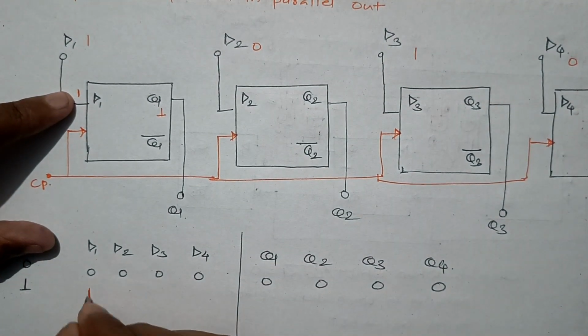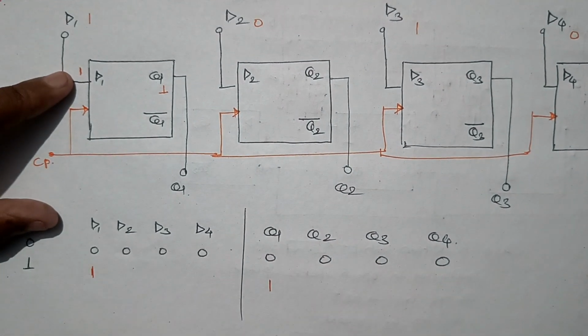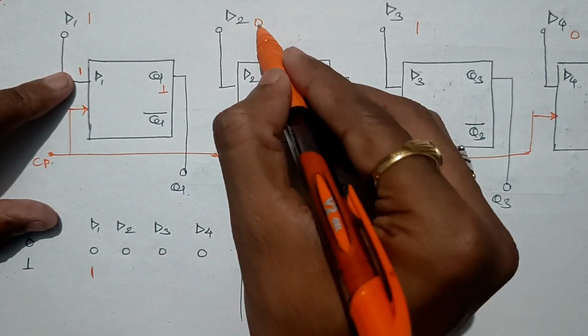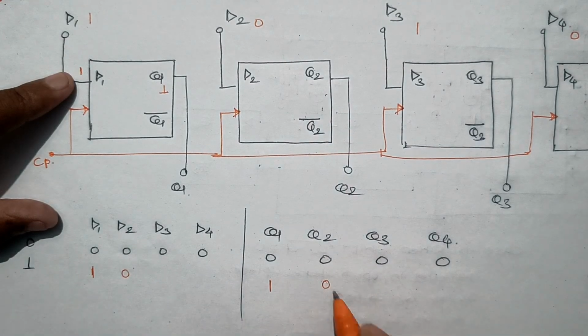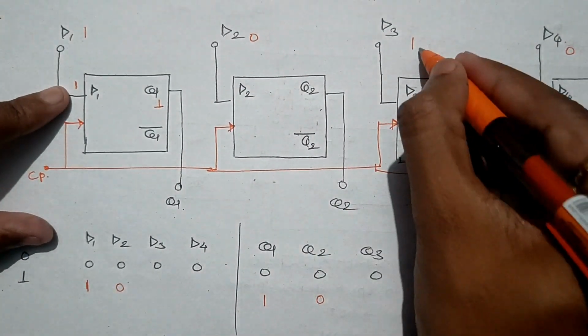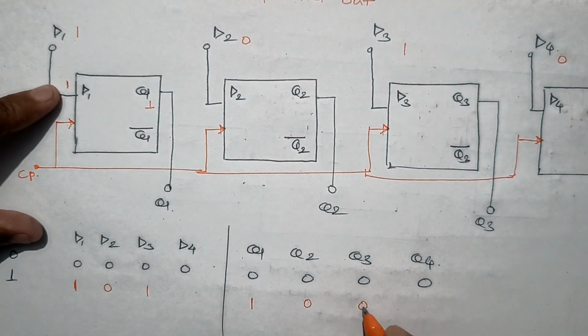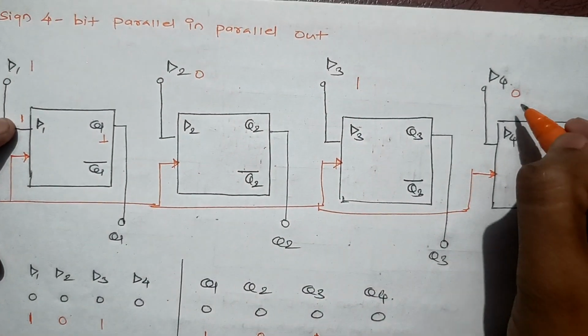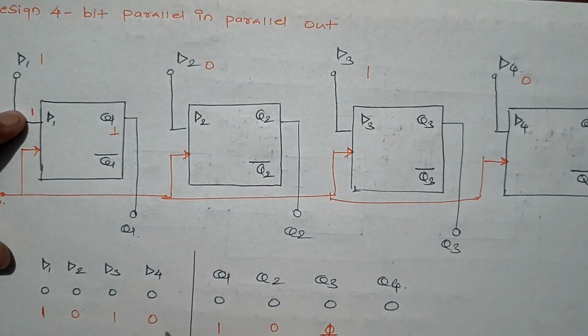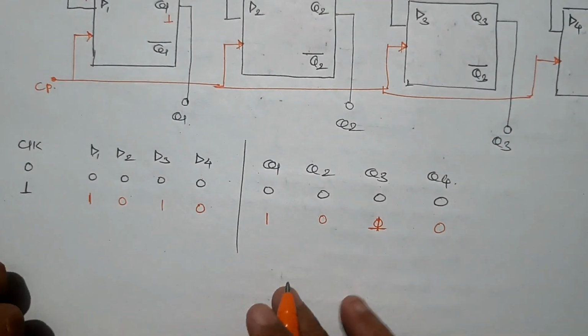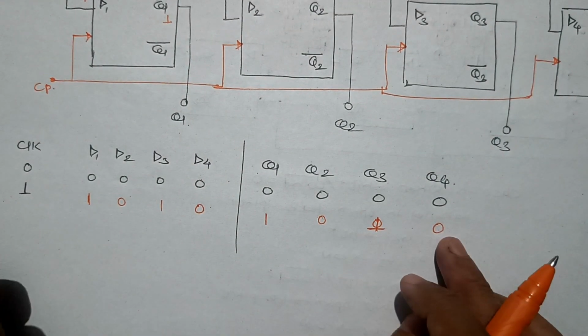So D1 1 है तो Q1 क्या आ जाएगा 1. नेक्स्ट यहाँ पर भी देखिए ये D2 0 है तो Q2 0 आ जाएगा. D3 1 है तो Q3 1 आ जाएगा, और D4 0 है तो ये आ जाएगा 0. So what you got is the result 1 0 1 0.